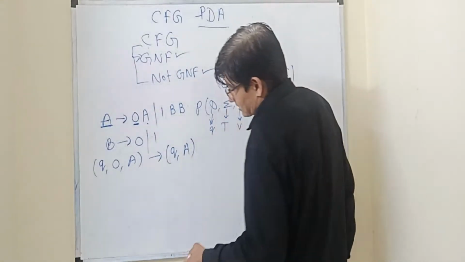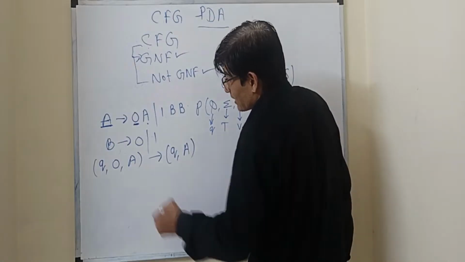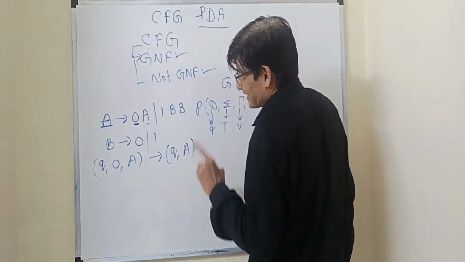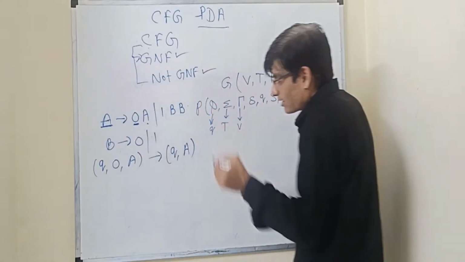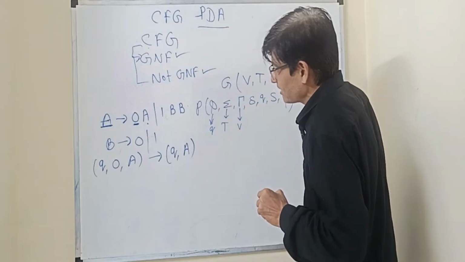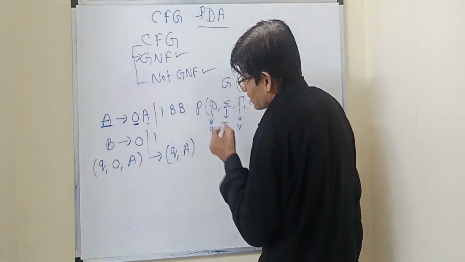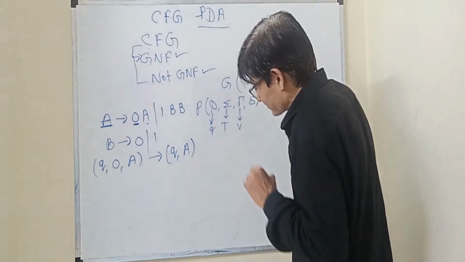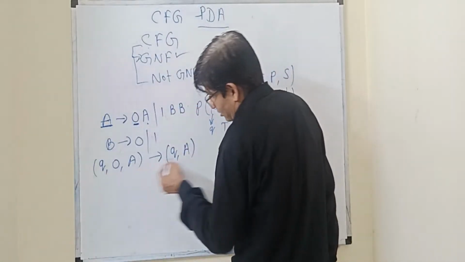That means the left hand side variable would be considered as the current stack top, the right hand side terminal would be considered as the current input symbol that you are reading, and whatever list of variables is in the right hand side would be the next string of the stack. So we have written this particular transition using these rules.